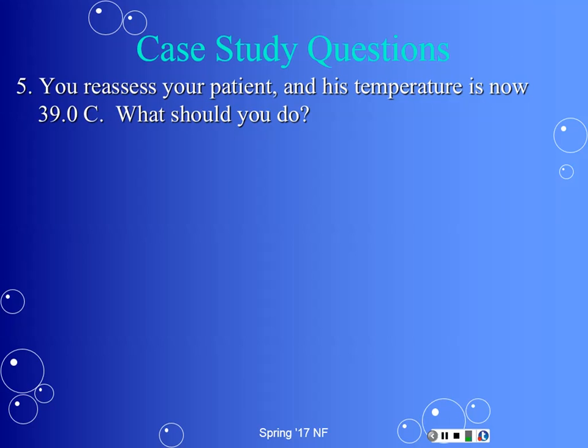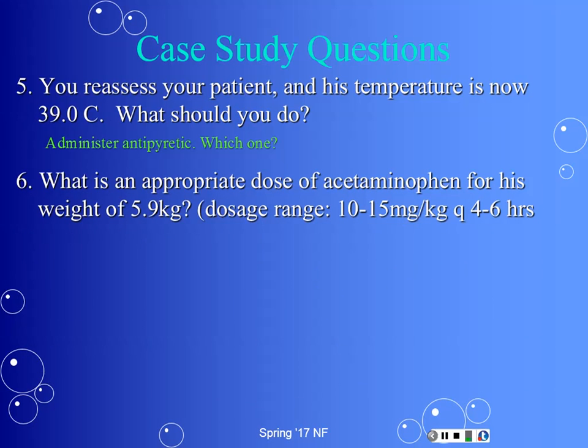So we'll reassess our kid, and his temperature's now higher. It's 39, so it's over 101.5. What do we need to do? We're going to give him some type of antipyretic. Which one? Okay. How old is he? 3 months. So can we give him ibuprofen? At what age can you give him ibuprofen? 6 months or older. Okay.